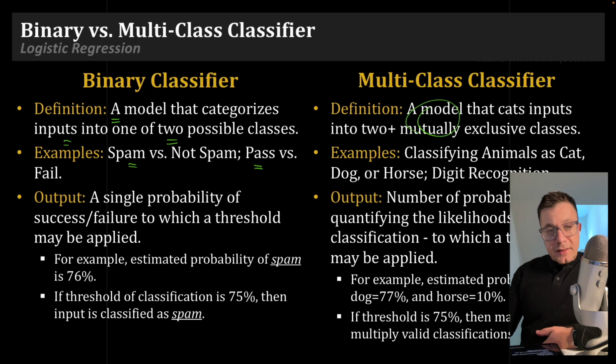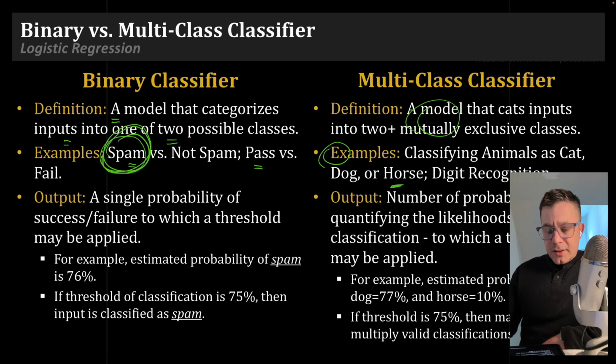It could be an exam, pass versus fail, or the Michael Jordan example, make the shot or not. Now for the multi-class classifier, obviously we need to have more than two classifications, so we could be looking, as an example, at classifying animals as cat, dog, or horse, right? And that could play into image recognition, or we could be trying to recognize digits, let's say perhaps 0 through 9 from handwriting, and classify those.